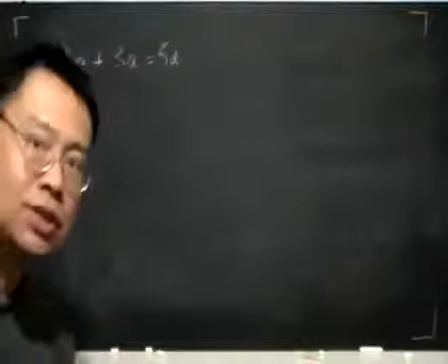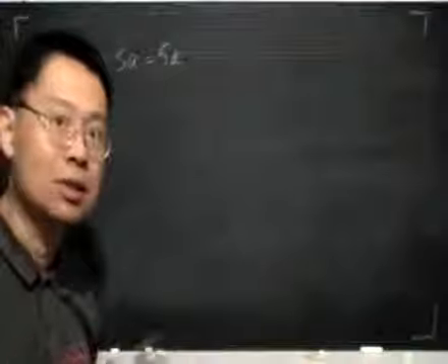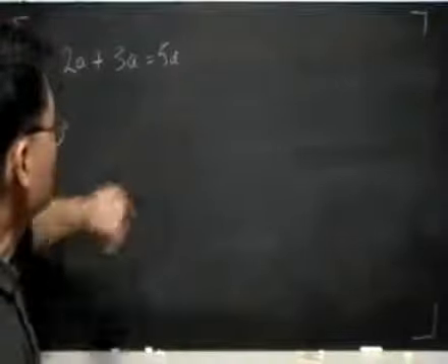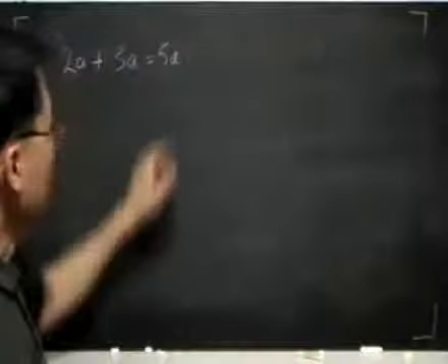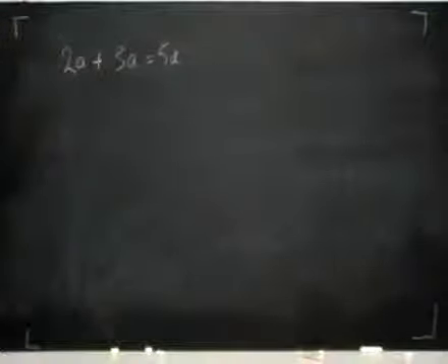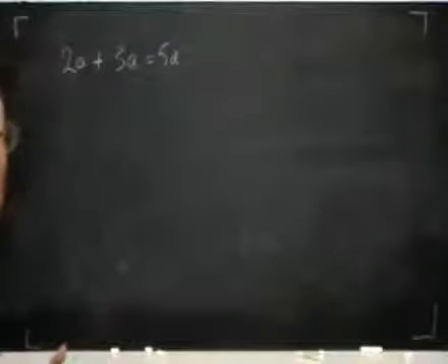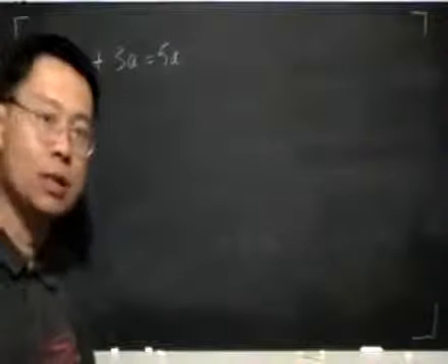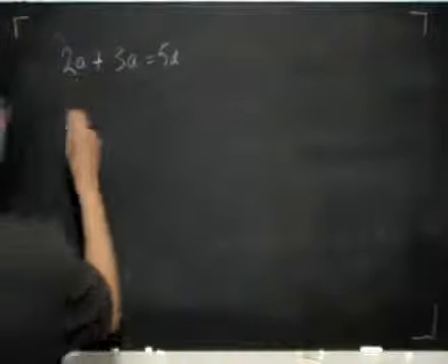So we have just simplified 2a plus 3a into 5a. You would agree that 5a looks simpler than 2a plus 3a. Now that's the simple physical way to think about it. Mathematically, we can also think about it this way. Let me write that down.